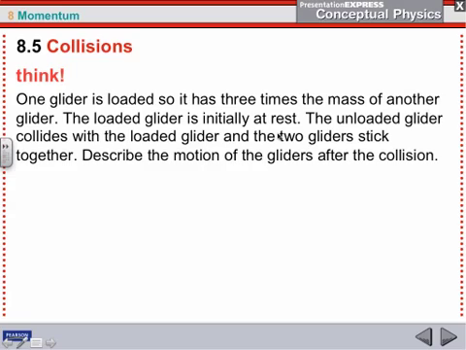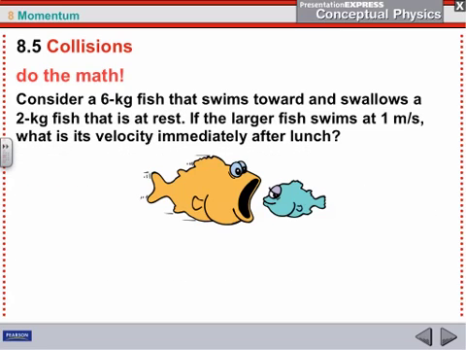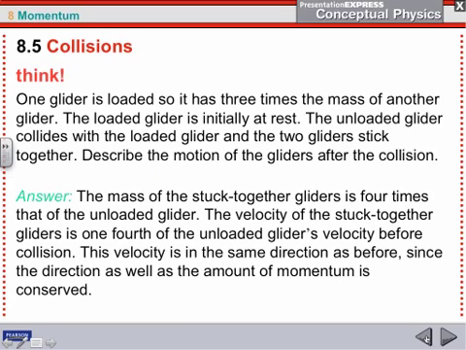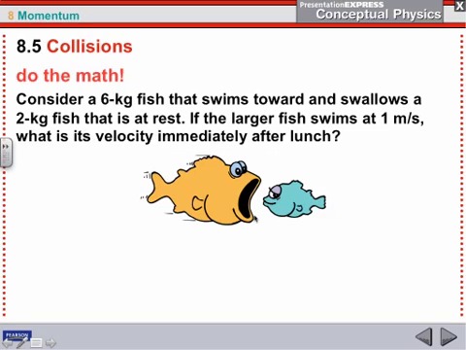All right, so let's think about this. One glider is loaded so that it has 3 times the mass of another glider. The loaded glider is initially at rest. The unloaded glider collides with the loaded glider, and the 2 gliders stick together. Describe the motion of the gliders after the collision. What's going to happen to them after? Well, the mass is now 4 times as big. So if the mass is 4 times as big, then the velocity would have to be 1/4 as much as what it was before.